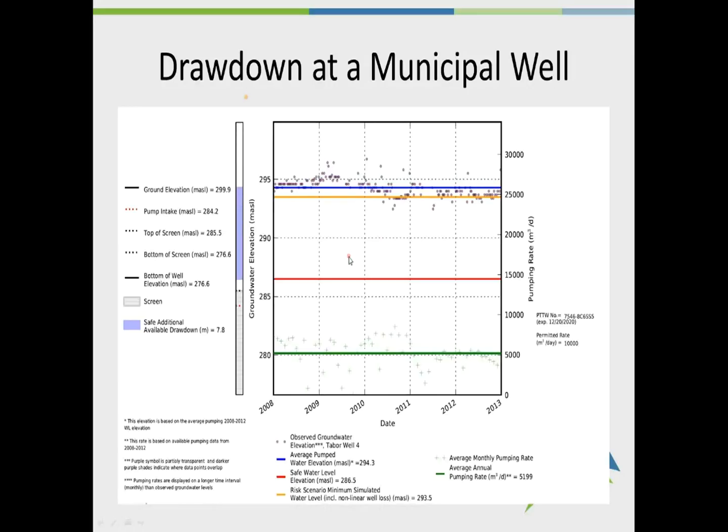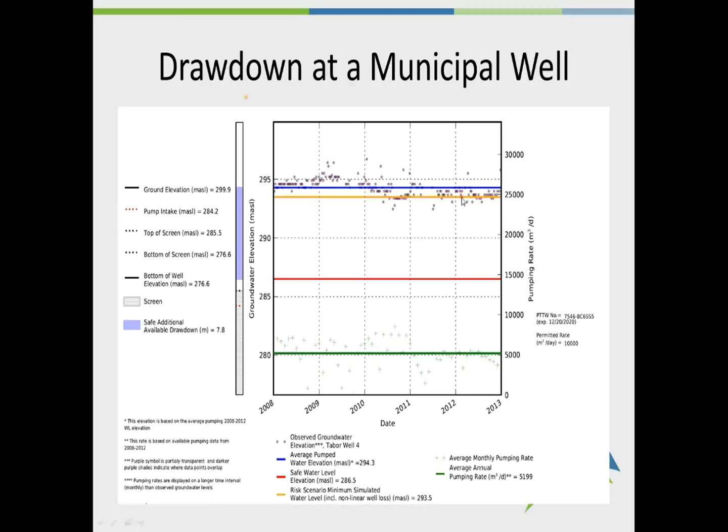With additional information such as the average annual pumping rate at that well. The monthly pumping rates are the fluctuations shown as the green plus symbols. We have our safe water level, based on the screen and the pump elevation and so on. We come up with a safe water level. The average water level in that well over the study period, or period of interest, from 2008 to 2013. And we have the dots represent observed groundwater elevation at those wells. So the blue line is an average of those purple dots.